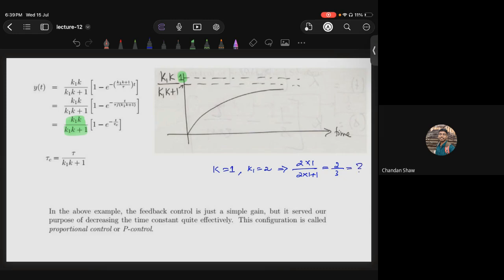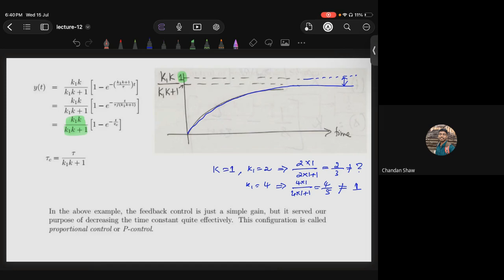No. Okay, if I choose K1 is equal to 4, what is the value? 4 multiplied by 1 by 4 multiplied by 1 plus 1, 4 by 5. Is it equal to 1? No. So ultimately 4 by 5 is always less than 1, 2 by 3 is always less than 1. So it means your y of t will not settle to 1, but it will settle to some other value less than 1. Always you will have this difference, even if you go to time till infinity. Is this clear?